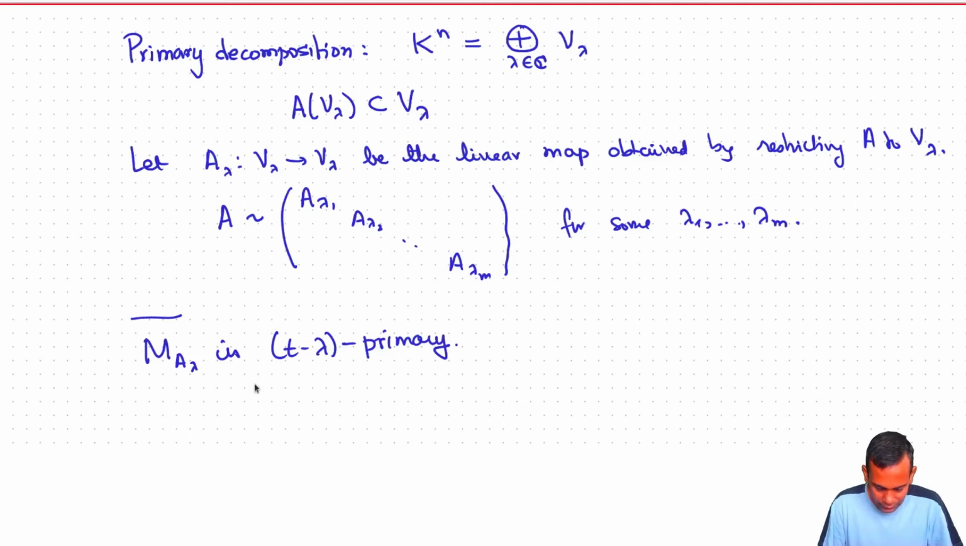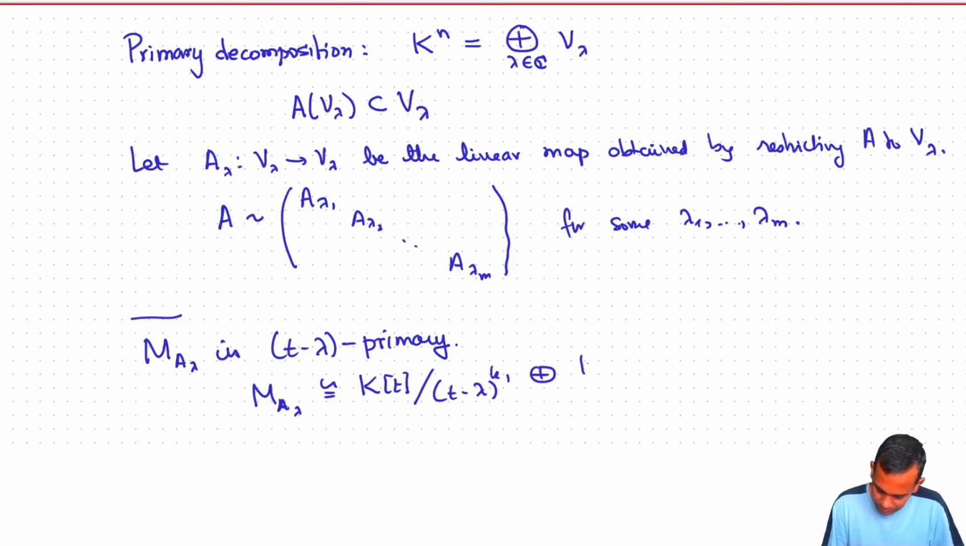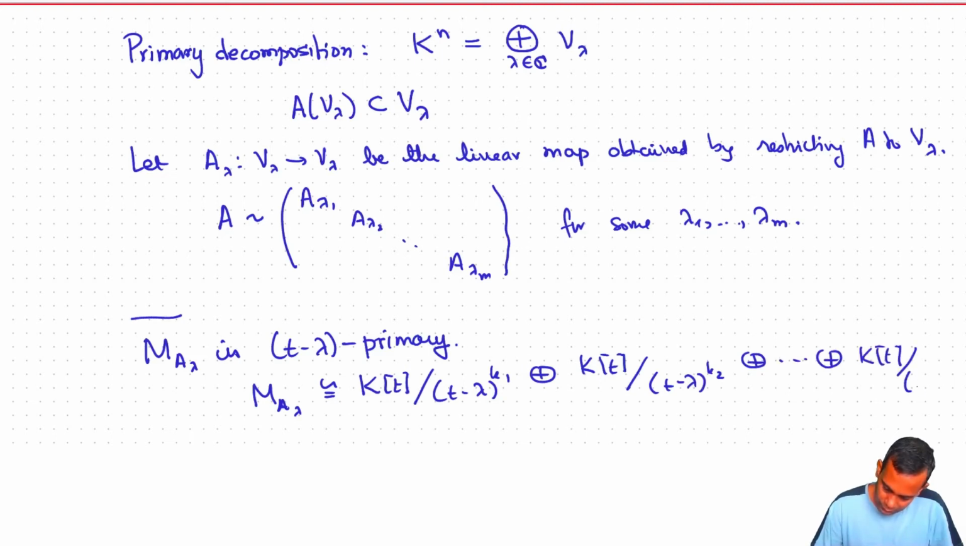Its structure has to be of the form M_A,lambda is isomorphic to K[T]/(T minus lambda)^k1 direct sum K[T]/(T minus lambda)^k2, and so on up to K[T]/(T minus lambda)^kr. No other factors can occur.